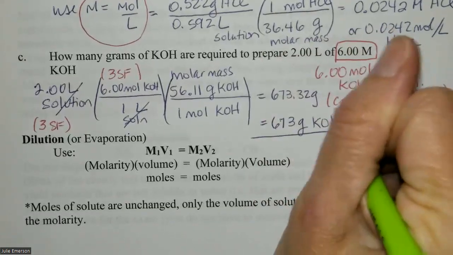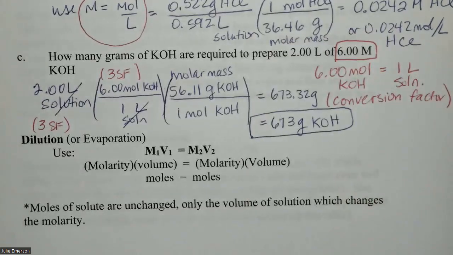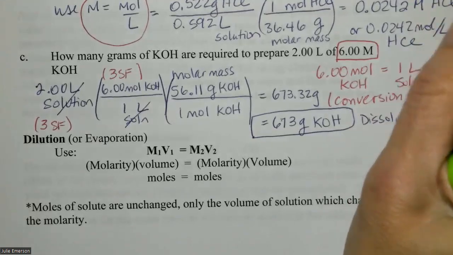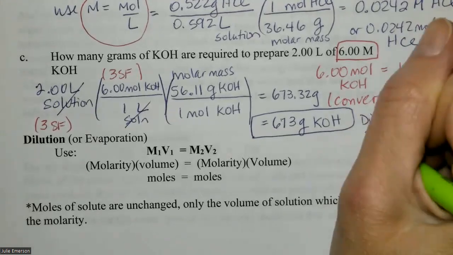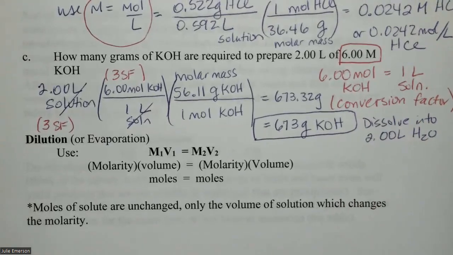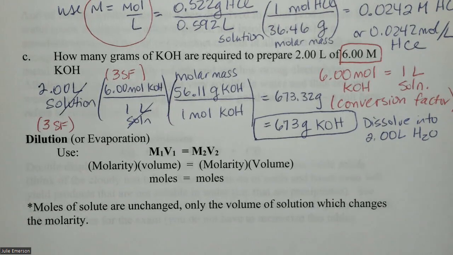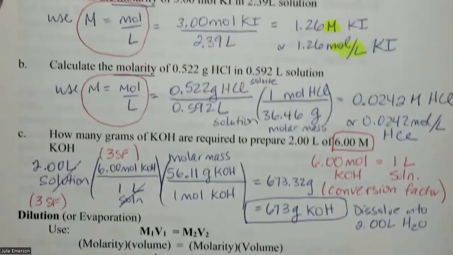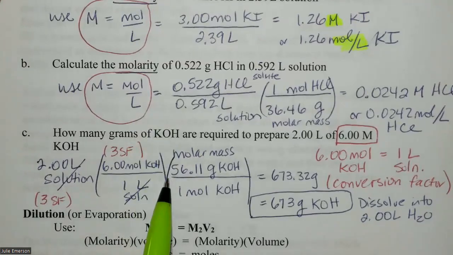So I would take 673 grams of KOH, and when I dissolve that into 2.00 liters of water, I'll get my concentration at 6.00 molar. So that would be my calculation to help me know, okay, in my 2 liters of water, how much KOH will I dissolve? Okay, so the big thing that we've looked at so far is just comparing the last 2 examples.